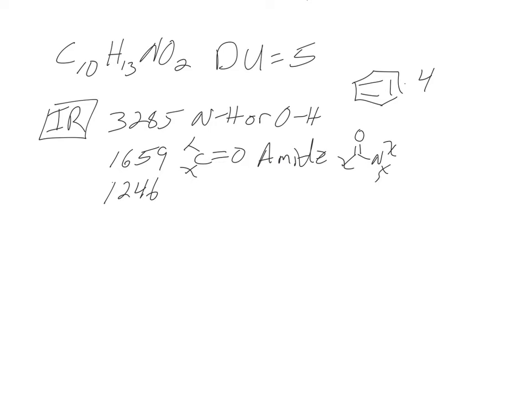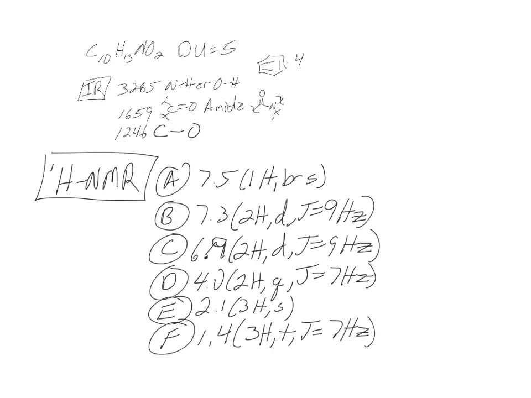We're not sure, but who sees? What about 1246? What's that? Yep, 1246 is C single bond O. Okay? So that gives us some information, but it's not all the information. Okay, so here are the NMR stretches.